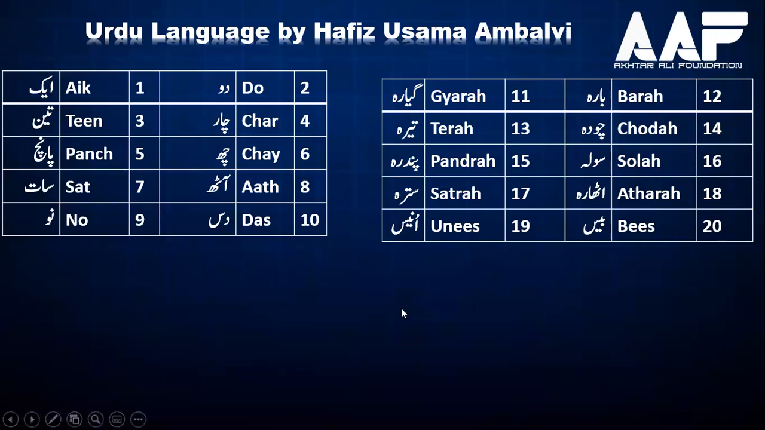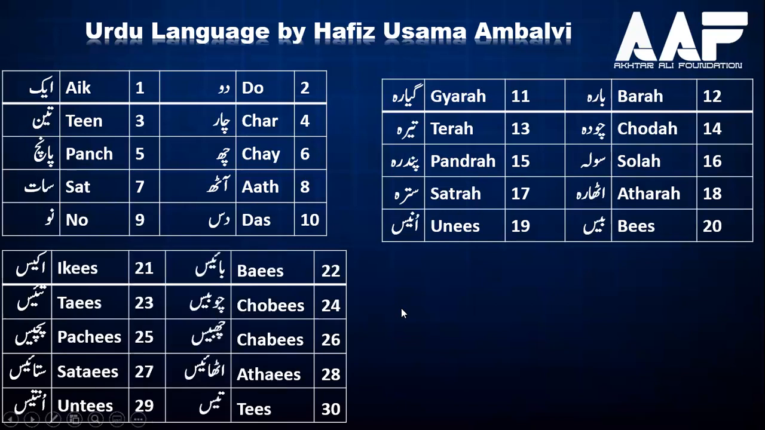Okay. Then we have from 21 to 30. 21 is 21. Then 22, 23, 24, 25, 26, 27, 28.